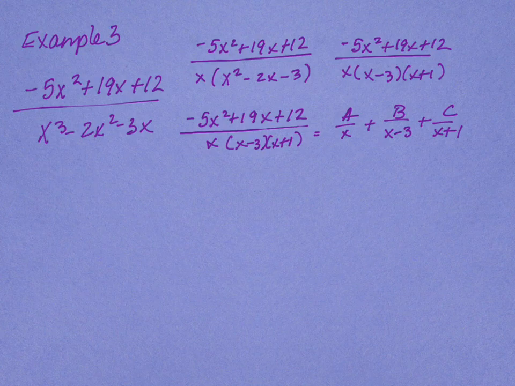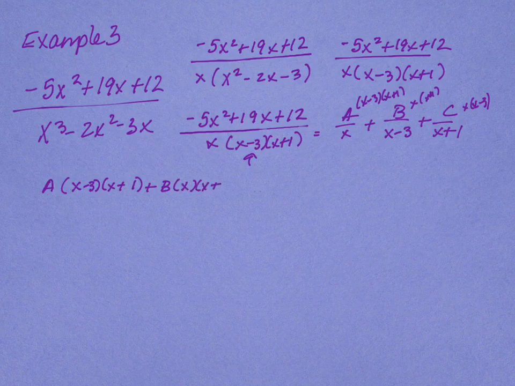So how do you get the common denominator? You have to think, you can't do cross products now. This needs x minus 3 and x plus 1. And this needs x and x plus 1. And this needs x and x minus 3, right, to get this common denominator. So it would be a times x minus 3 and x plus 1, plus b times x and x plus 1, plus c times x and x minus 3.